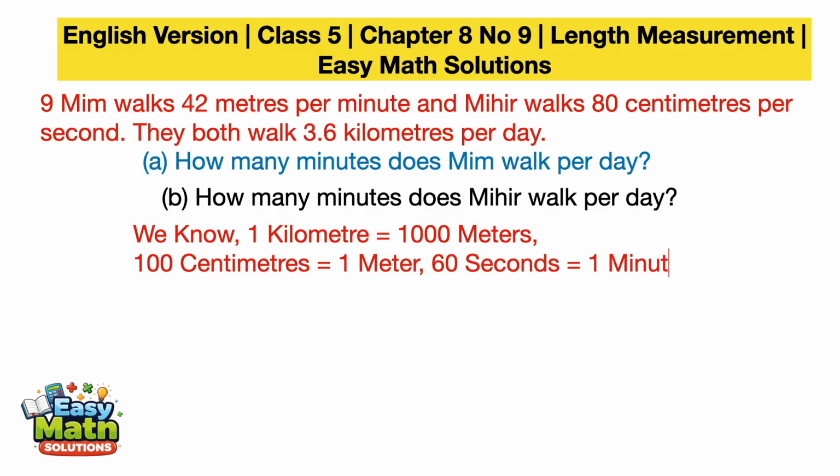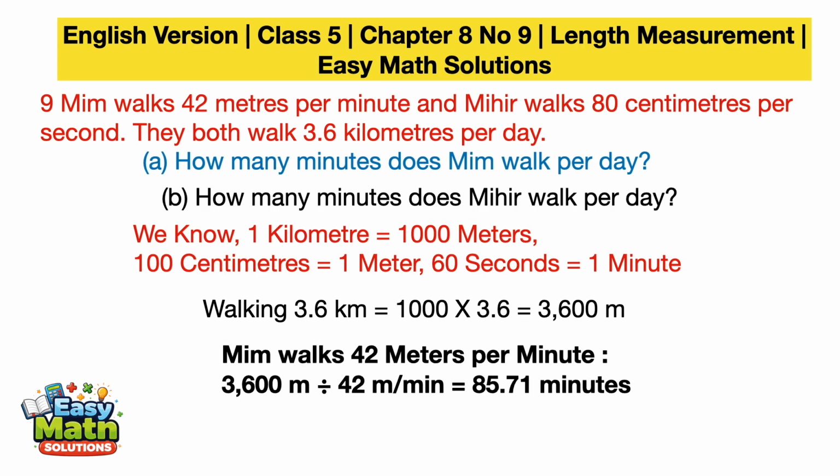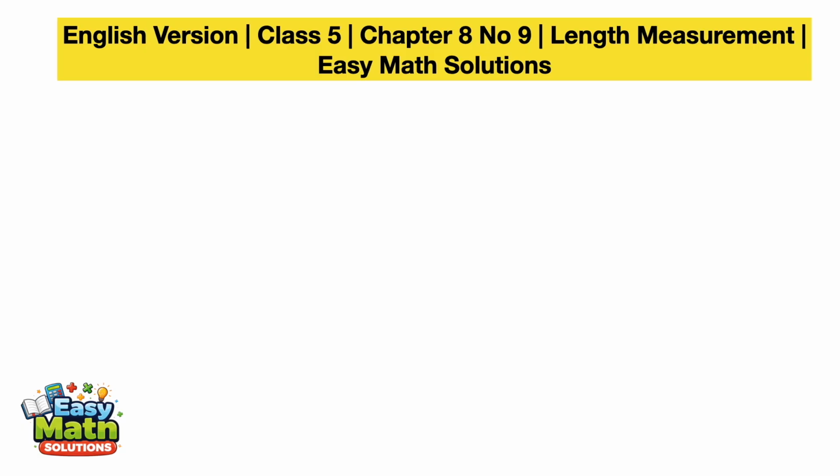We know that 1 kilometer equals 1000 meters, 100 centimeter equals 1 meter, and 60 seconds equals 1 minute. Then walking 3.6 kilometer, it means 3.6 times 1000 equals 3600 meters. Then Mim walks 42 meters per minute, so 3600 divided by 42 meters per minute equals 85.71 minutes.